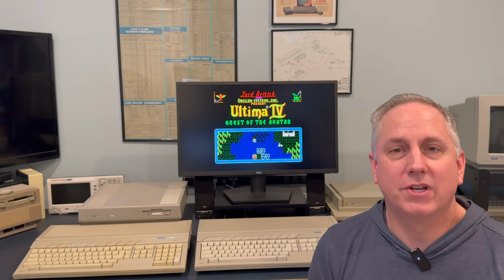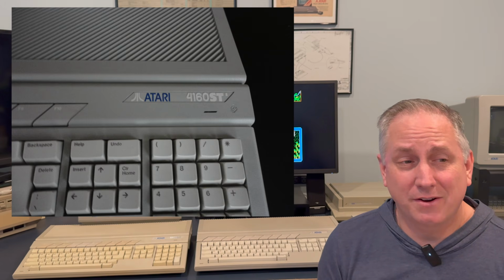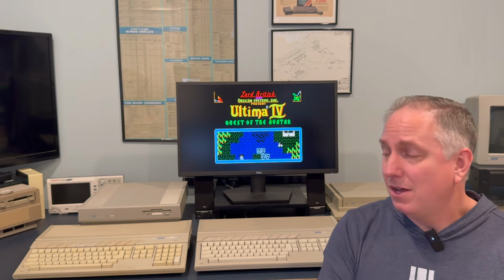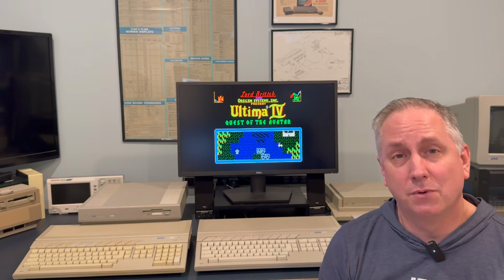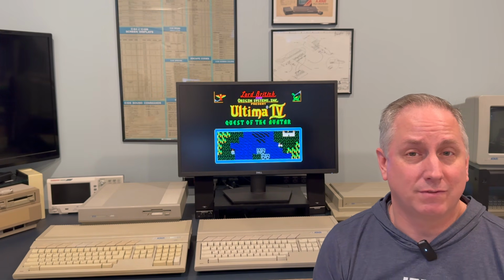Now, there are even rumors of a 4160 STE that existed, but everything I've read and researched is that this configuration was never factory produced. More likely what had taken place is that dealers would retrofit a 1040 STE with 4 megabytes of RAM, and then swap the badge with a 4160 STE badge.